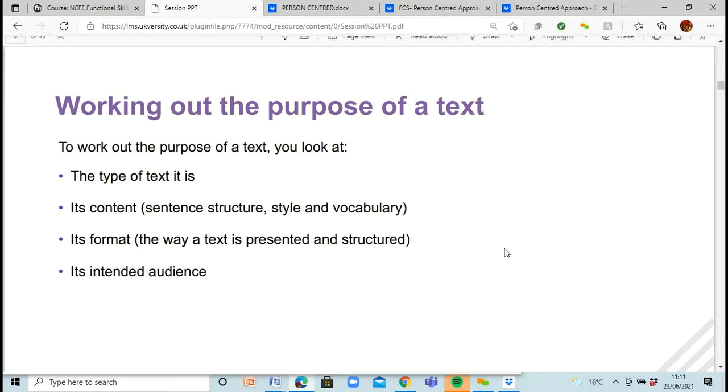So, working out the purpose of a text. When you're trying to figure out the purpose, look at the type of text, its content, its sentence structure, its style and its vocabulary. Look at everything to do with that text, the format, the way it's presented and structured, and also think about who its intended audience is. That will help you figure out the purpose of the text.